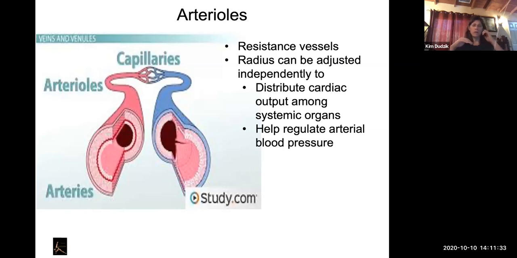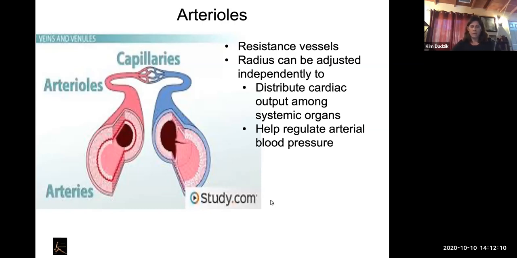And we've talked about some of this already. We talked about how in a sympathetic state, you want to increase blood flow to your skeletal muscles. And so what we're going to discuss now tells us how we can do that. Okay, so the arterioles are called the resistance vessels because these are the ones where we can really adjust the radius independently of the rest of the cardiovascular system. Independently meaning just to a particular organ that we're interested in.